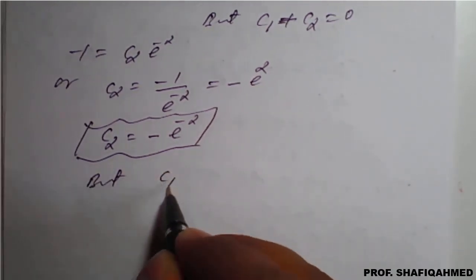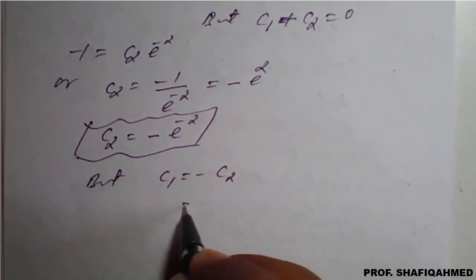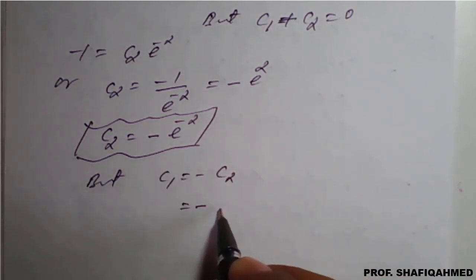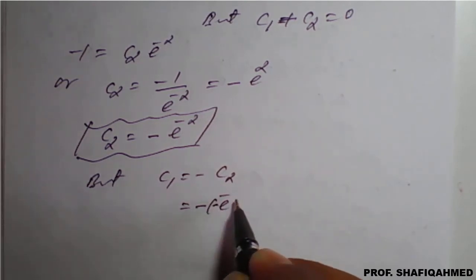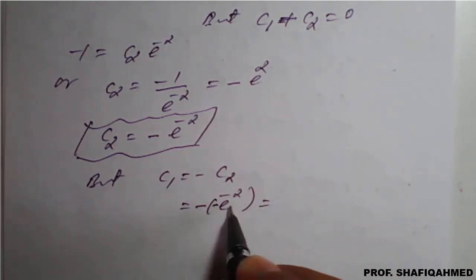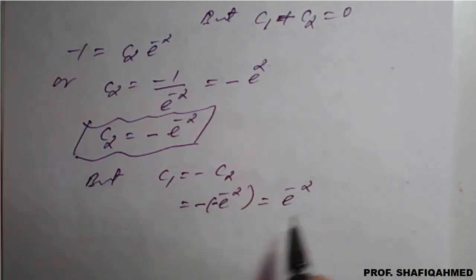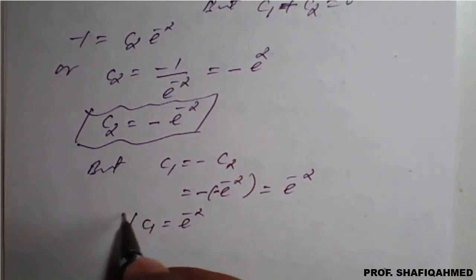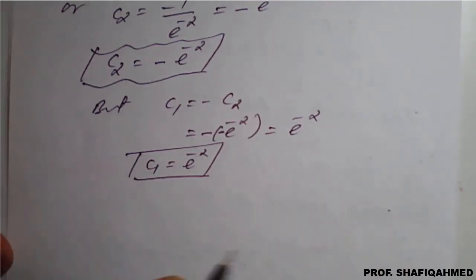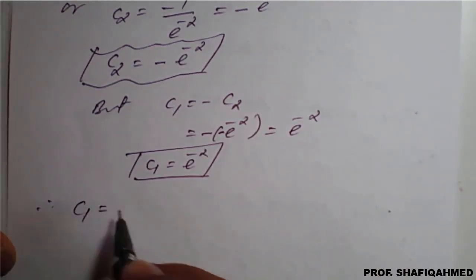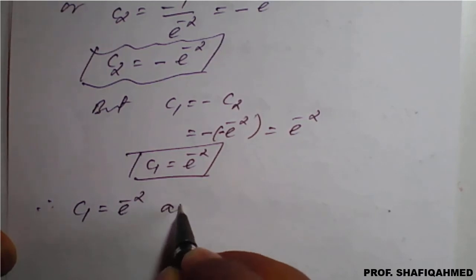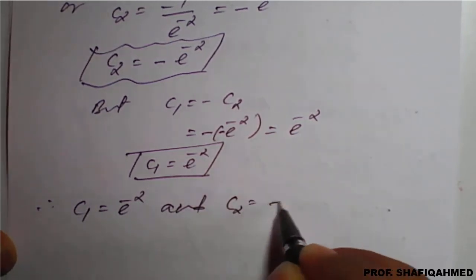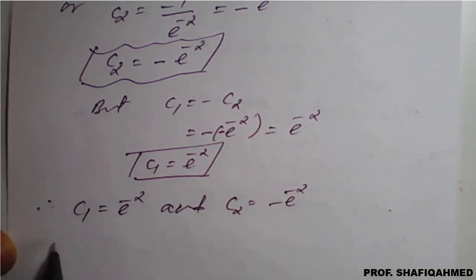but previously we got c1 is nothing but minus times c2, so minus times c2 value is minus times minus e raised to 2, which is minus into minus is plus, so e raised to 2. So therefore c1 value is e raised to 2. So therefore we got c1 is e raised to 2 and c2 is minus e raised to 2.